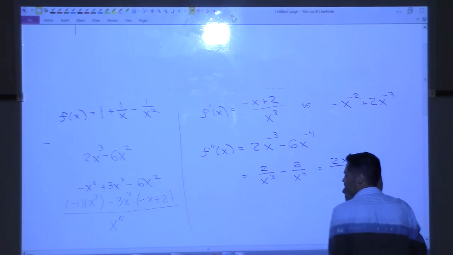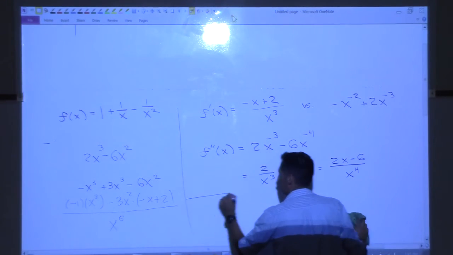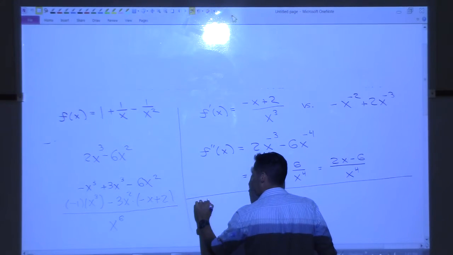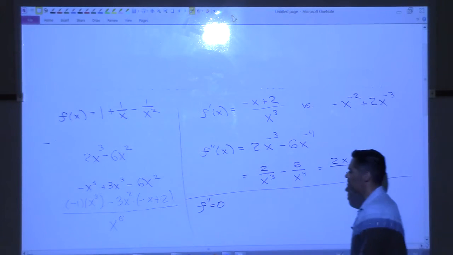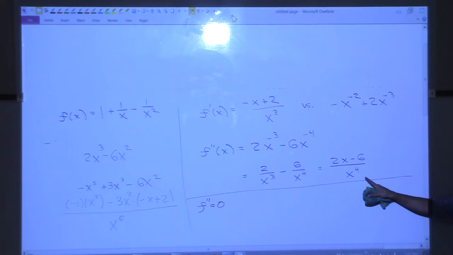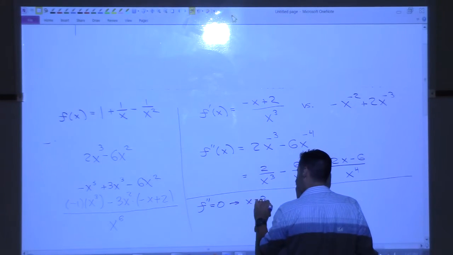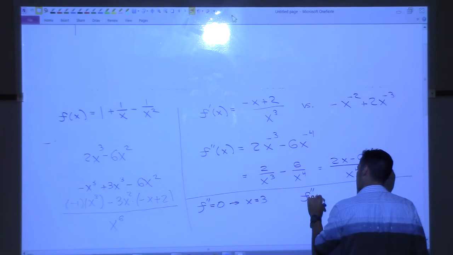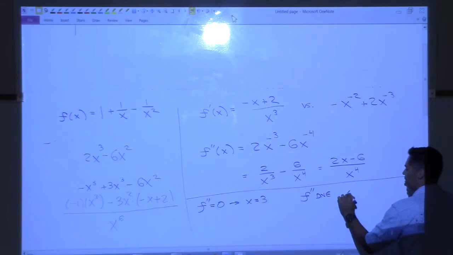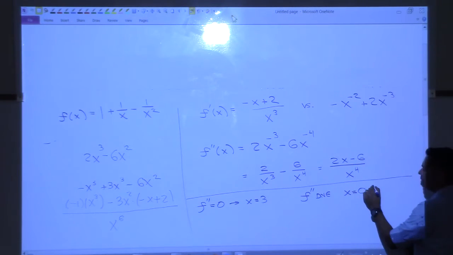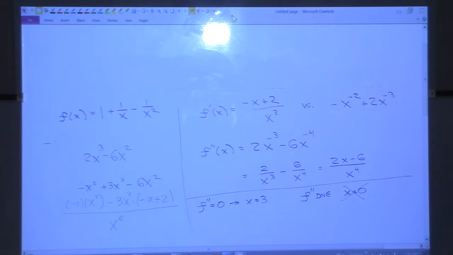All right, now we want to know two things. These are like critical numbers again, right? We want to know where the second derivative is equal to 0. Let's do that one first. At x is 3. You just set the top to 0 again, right? So x is 3. And then where does the second derivative not exist? X equals 0, right? However, that's not in our domain, so we don't really consider that.